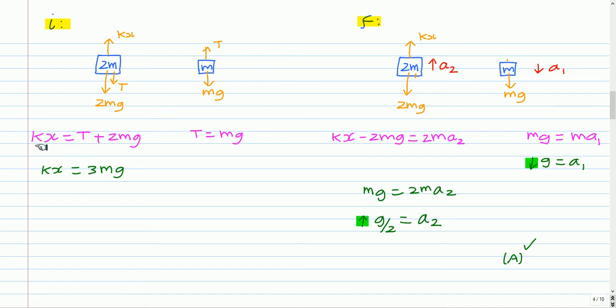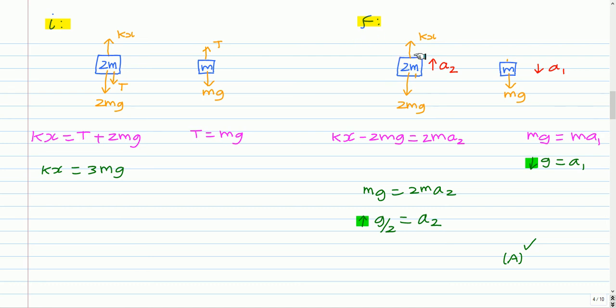So from this you can write the force equation. The upward force kx is equal to the downward force T plus 2mg, and from this we get T as mg. Combining this, we get kx as 3mg. So we get the value of how much the extension should be.